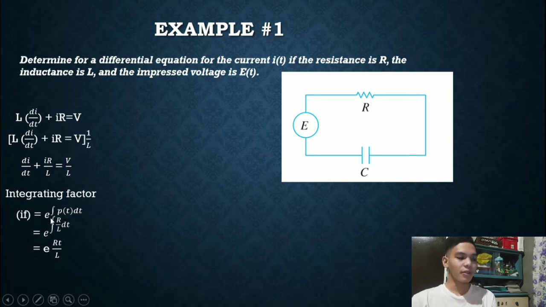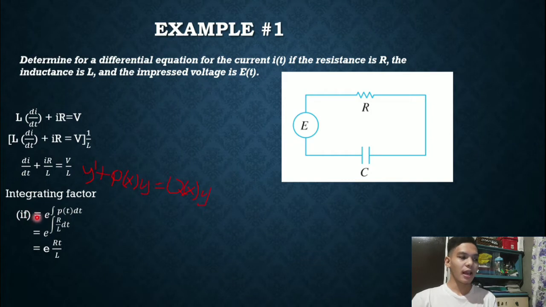We can get the integrating factor by means of e raised to the integral of P dt, because this one is the same as y prime plus P of x times y equals Q of x. Here I write it. It is the same because y prime is the same as di over dt or dy over dx, depending on the independent and dependent variables present in the equation.